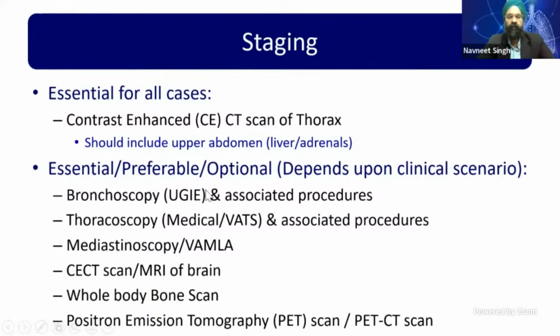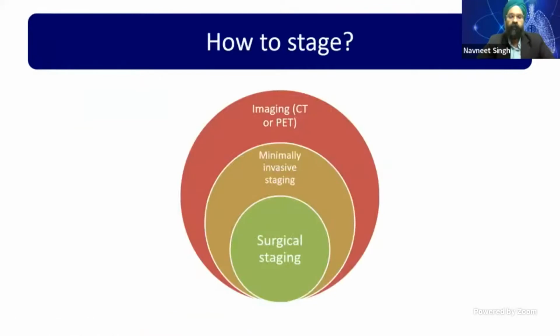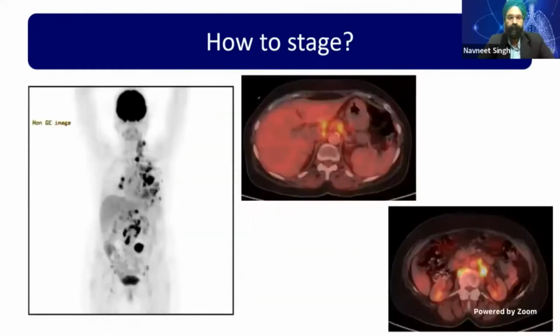Now, there are other staging modalities which can be either essential, preferable, or optional depending upon the clinical scenario, and can include a variety of bronchoscopic and associated procedures, and even an upper GI endoscopy, thoracoscopy, which can be medical or surgical, and associated procedures, mediastinoscopy, a CT scan or an MRI of the brain, a whole body bone scan, and a PET scan. And if you look among how to stage, basically imaging is the biggest chunk. Based upon that, you will have patients who will require minimally invasive staging, and amongst them, you will have patients who can undergo surgical staging and ultimately surgery.